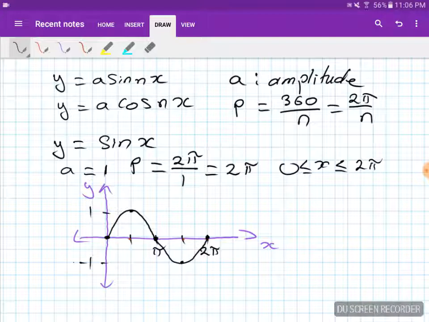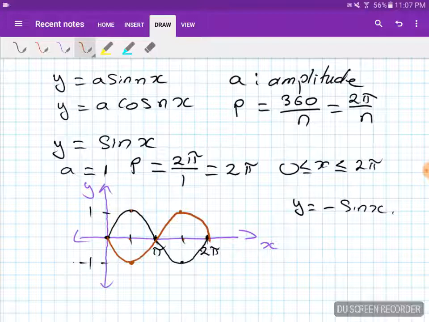Now let's say I'm going to graph y equals negative sine of x. Negative sine of x is just a flip of the original graph sine x. That means 1 becomes -1, and -1 becomes 1. So this is what it looks like for the negative graph.